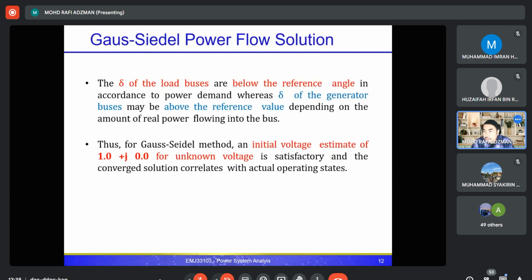Okay. So it said that thus for Gauss-Seidel method, an initial voltage estimate of 1 plus J0 for unknown voltage is satisfactory and the convergence correlates with the actual operating state. So meaning that you can start with 1 plus J0. You boleh mula dengan 1 plus J0.